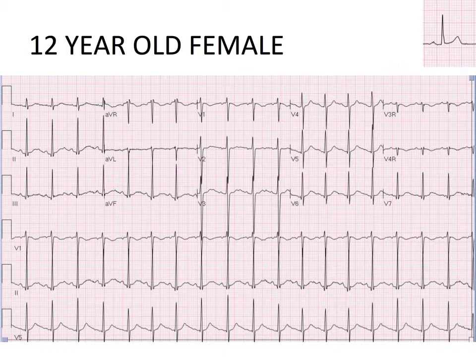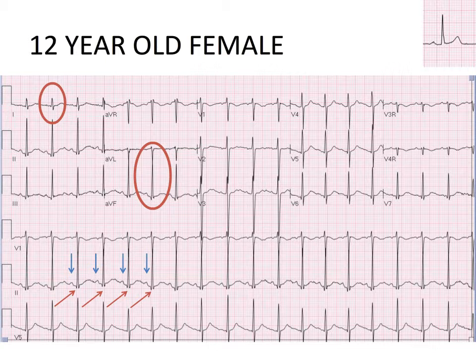You should have found that the rate is just over 100, closer to 110. The rhythm is sinus because you can see a P before every QRS and a QRS for every P. Given that the QRS is up in both 1 and AVF, you can determine that this EKG has a normal axis. Next, let's calculate our PR and our QTC intervals.